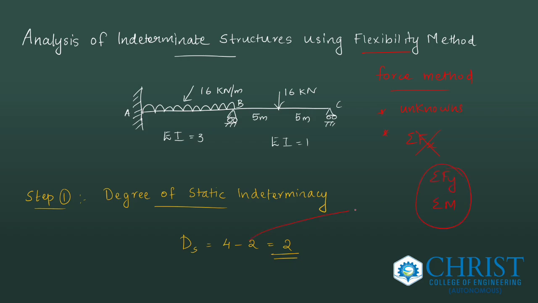Two equilibrium equations, and how many support reactions are there? One, two, 3, and 4. 4 support reactions. Hence, 4 minus 2 equals 2 is the degree of static indeterminacy. That means there are two unknown forces which cannot be solved using equilibrium equations. So we have to go for the compatibility condition. So these two forces or this static indeterminacy actually indicates the number of system coordinates. So there are two system coordinates here, two force coordinates.